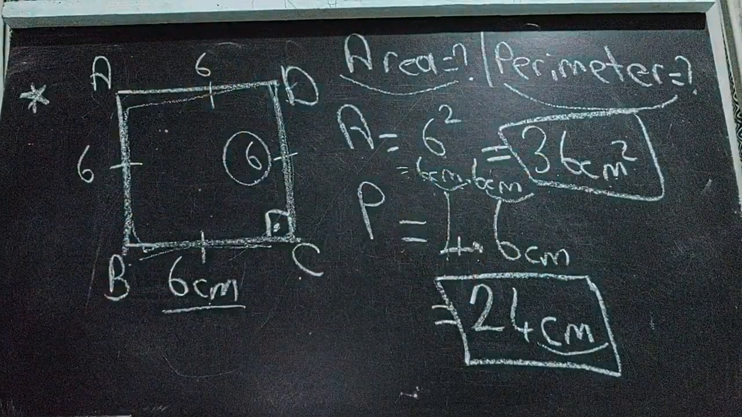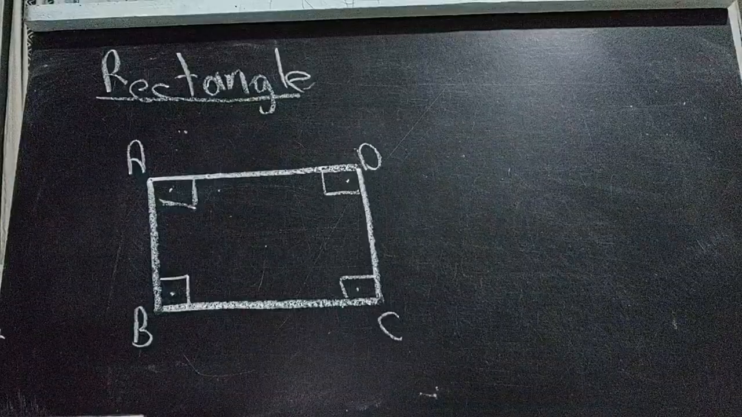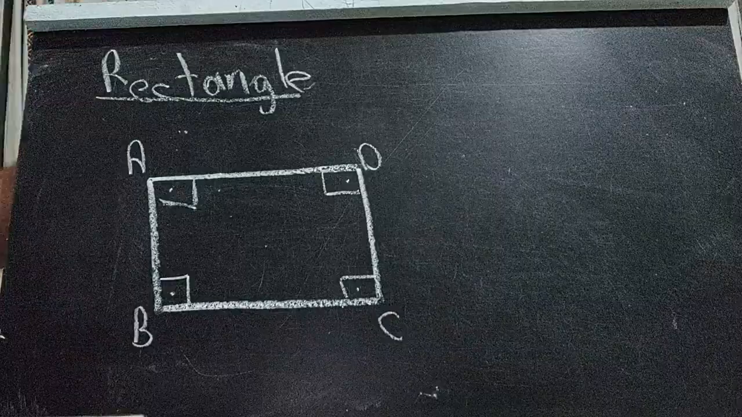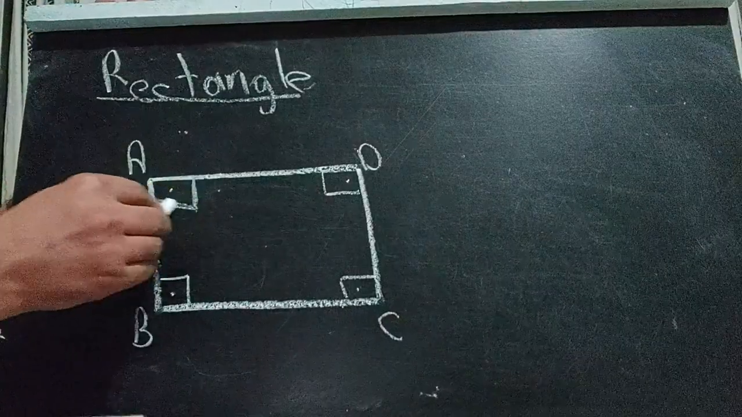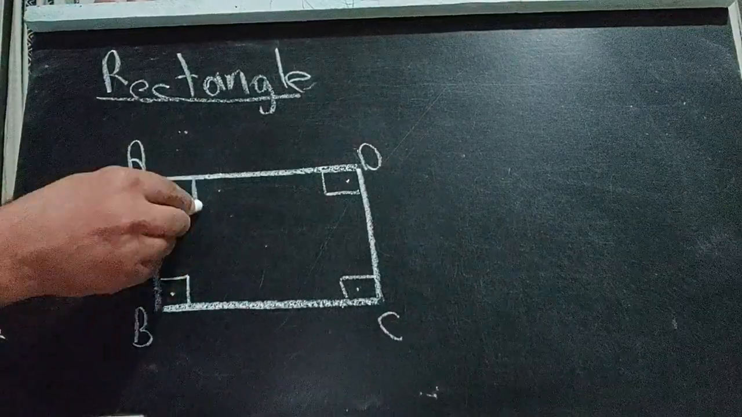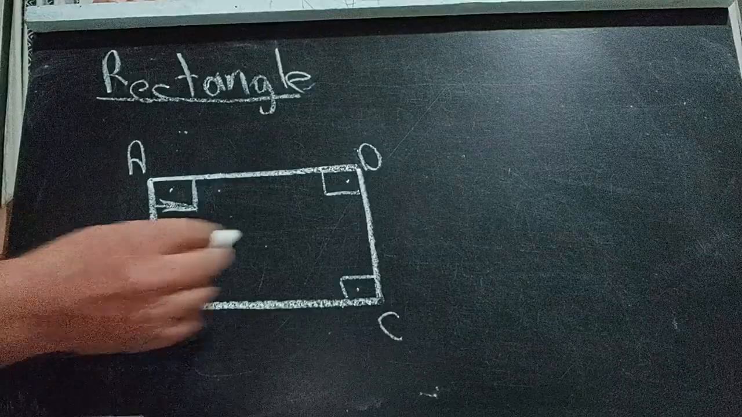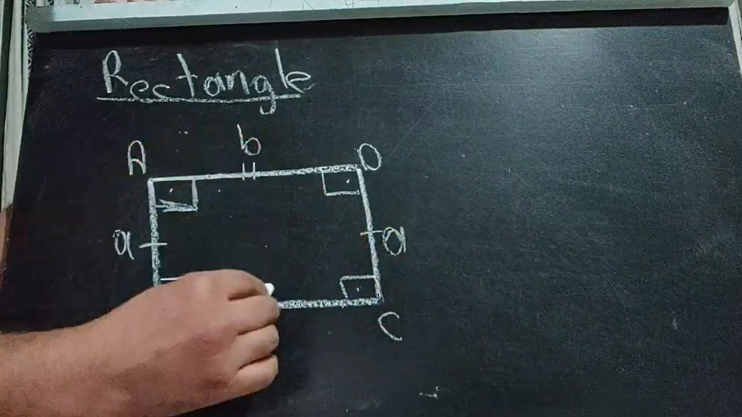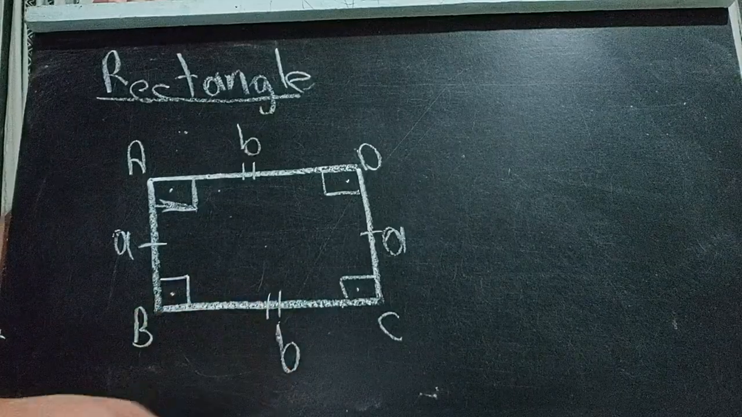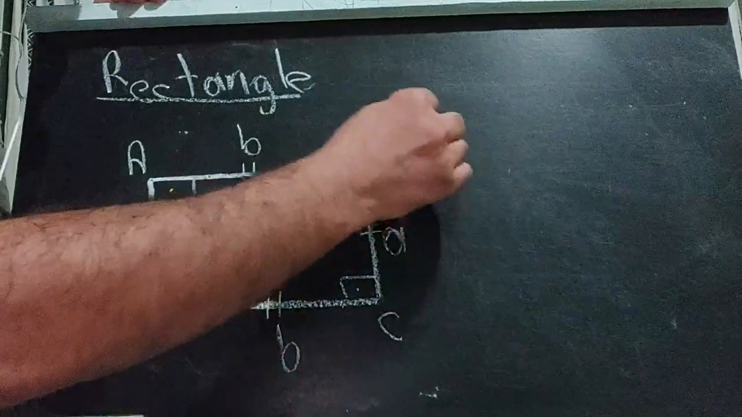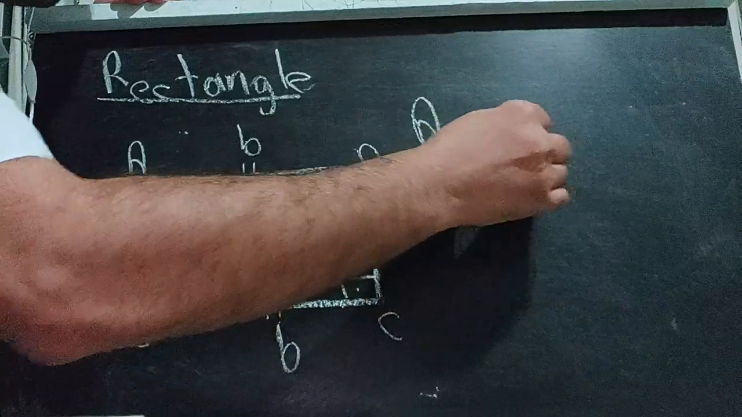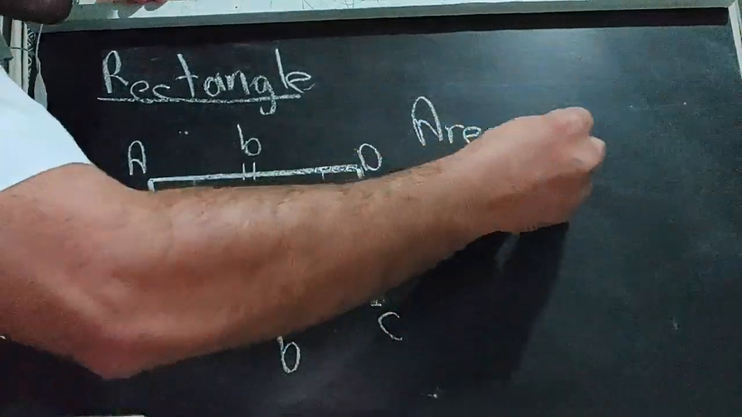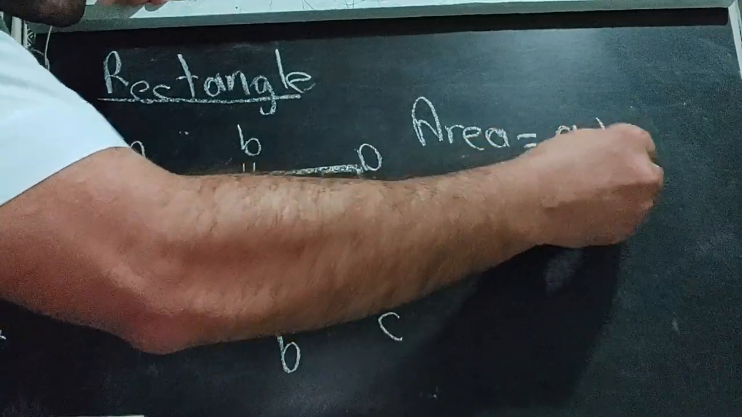So now let's pass to our next question. So my other shape is rectangle. Remember, according to properties of rectangle, if this one is A, this will be A too. This one is B, this one will be B too. So now area is height times base, height times base. That will give me A times B.